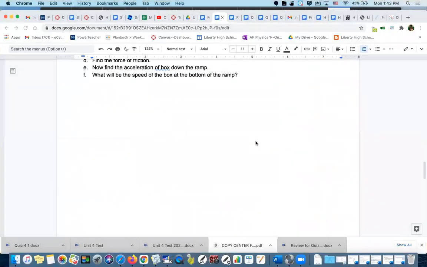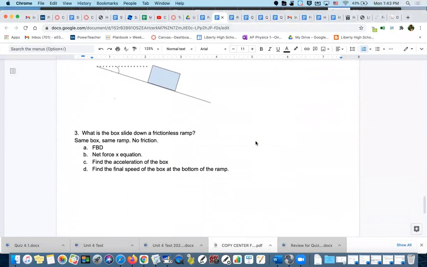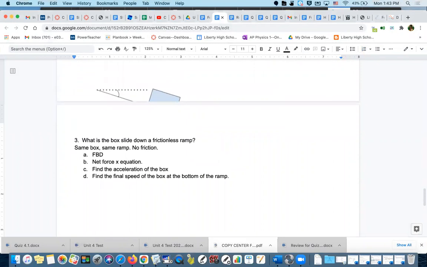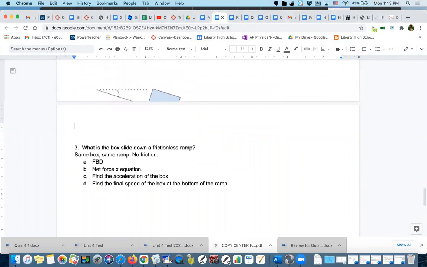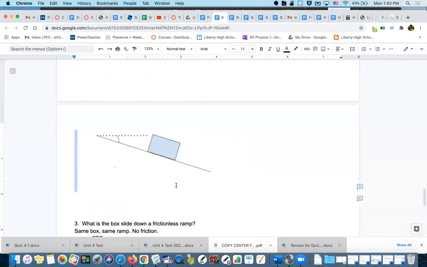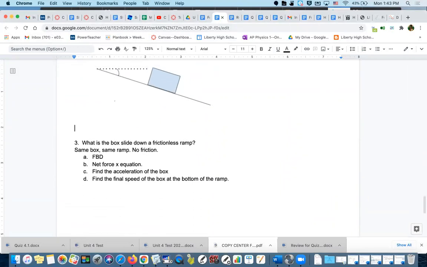So that's actually our last practice problem here: what if this box was moving down a frictionless ramp? How would this change things? Okay, that's kind of what we're looking at here. Let's see if I can get my ramp to go down. We're going to do this down a frictionless ramp, okay? And the first thing is, what would be different? Well, there would be no friction.